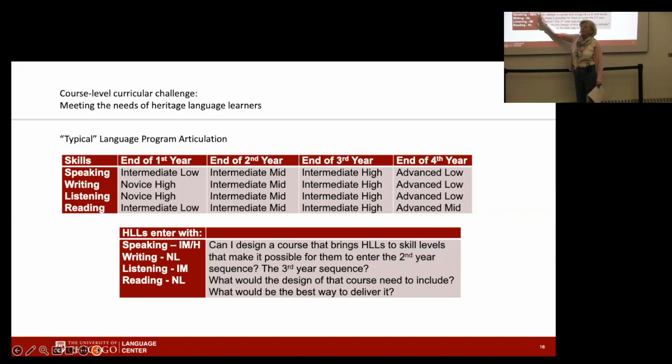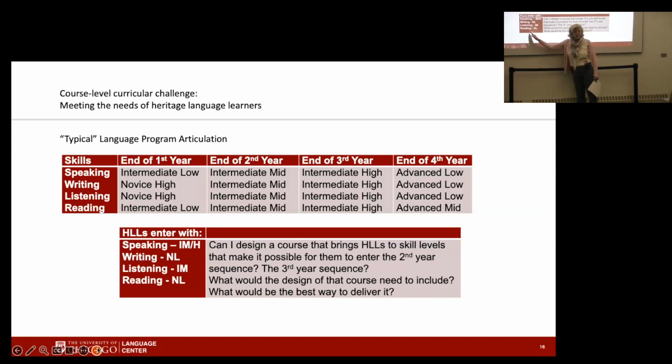So even though there are differences in their profiles, you could conceivably design a course for heritage learners to bring them all to a point where they could join your curriculum here. See what I mean? Knowing these outcomes, knowing these levels helps you do a very specific kind of course design with a specific entry point in mind. You may need a course, you may need a year, right? But this course would focus on literacy skills. It wouldn't look the same as a regular beginning course.